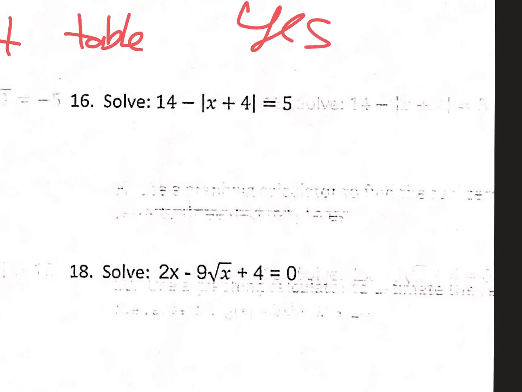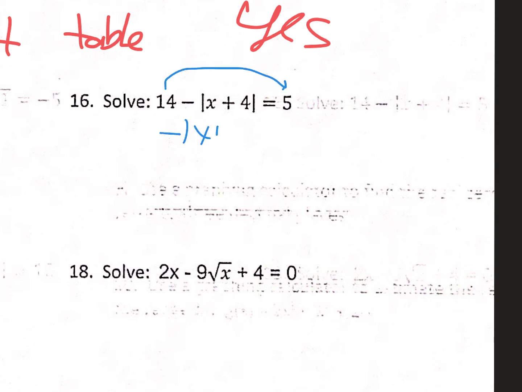All right, 16 has the absolute value. What should pop in your head right away is 2 bars, 2 answers. But do not do that until you isolate the absolute value. So first thing that's going to happen is the 14 is going over there, which is going to give me a negative 9. There's still a negative sign on the left-hand side, so I'm dividing both sides by negative 1. So I get that. Now it's isolated.